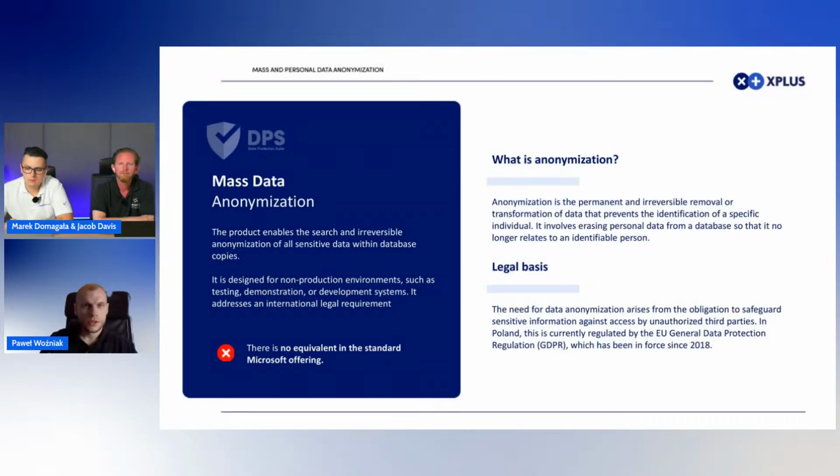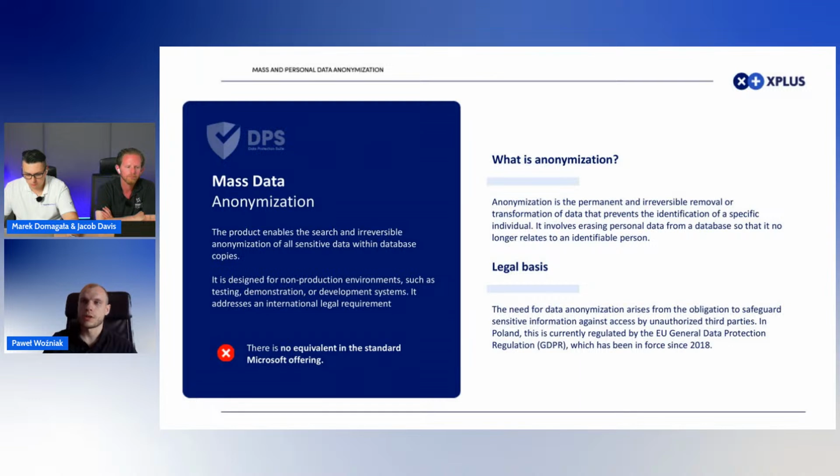And what is anonymization in the first place? Anonymization is the permanent, irreversible removal or transformation of data, which prevents us from identifying the original value. So we have customer IDs and customer data, and we can transform them into a form that won't allow us to identify what the original value was. And of course, this is used on the test environments.